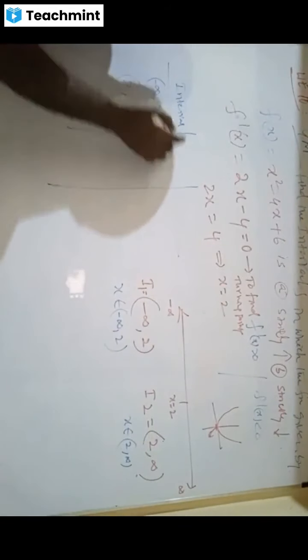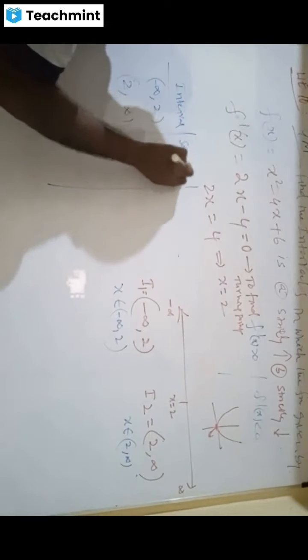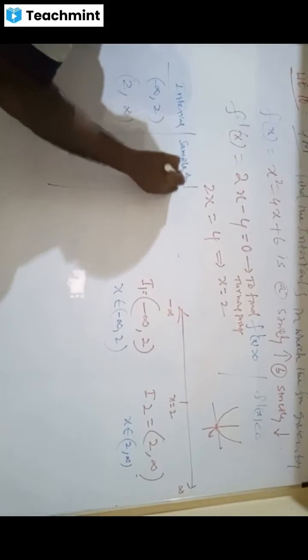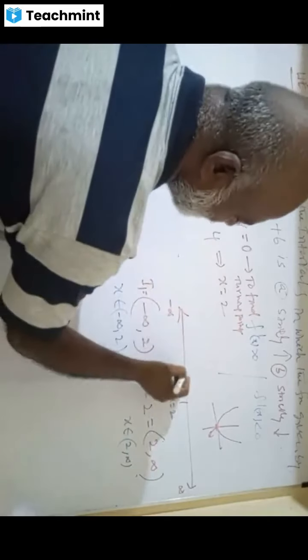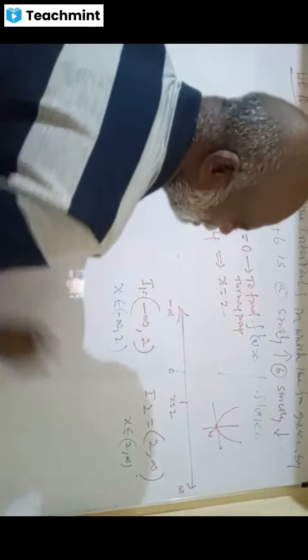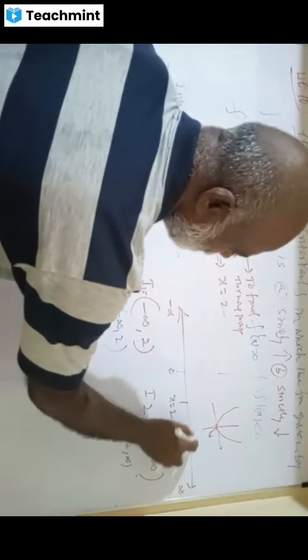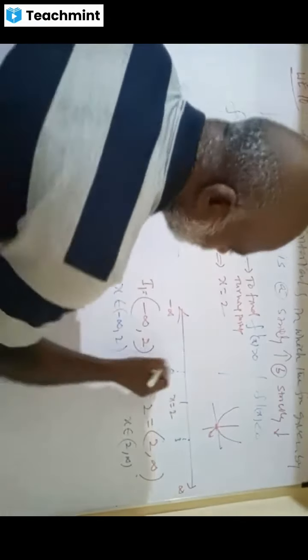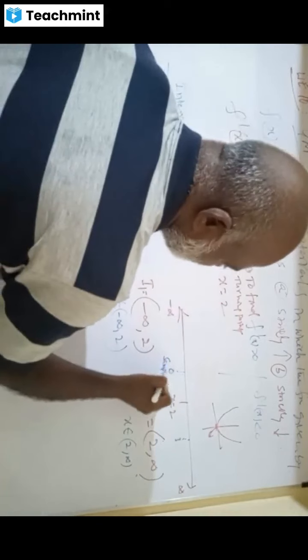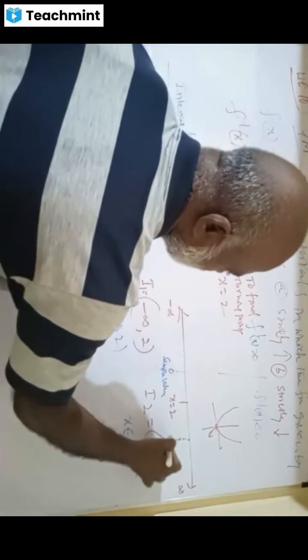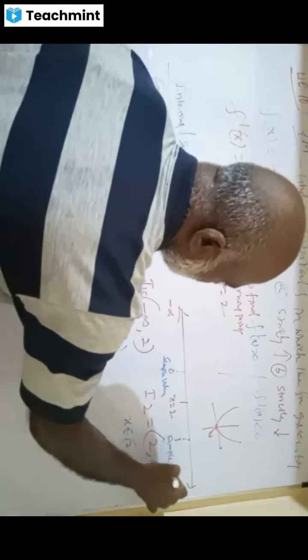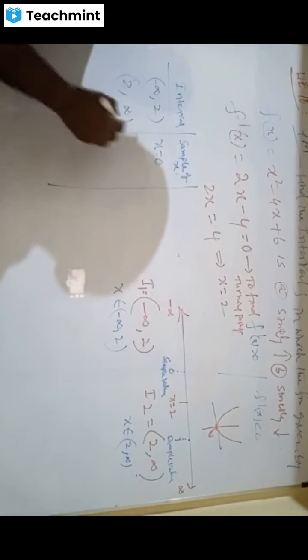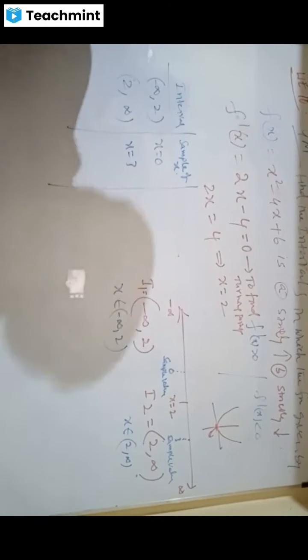You take one sample value for x. Between minus infinity and 2, I can take 0 as one sample value, correct? 3 is one sample value I can take from the other interval. Yes or no? So take x equal to 0, and take x equal to 3. Sample of x.